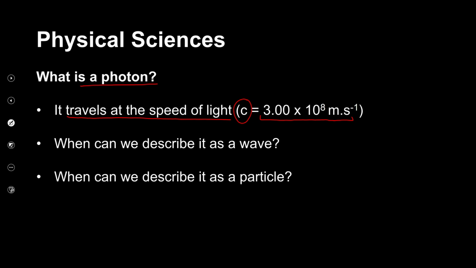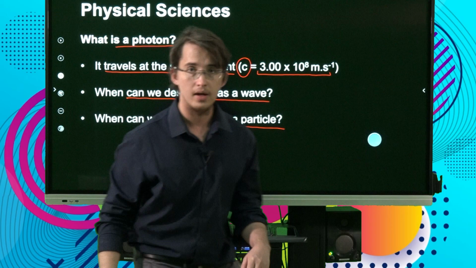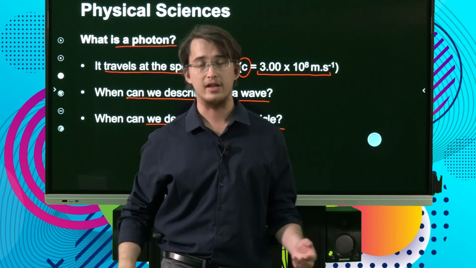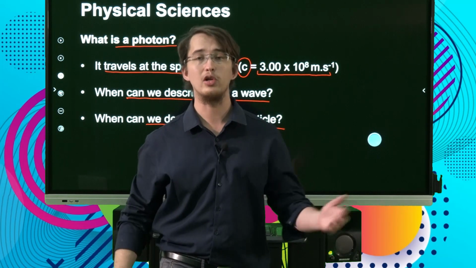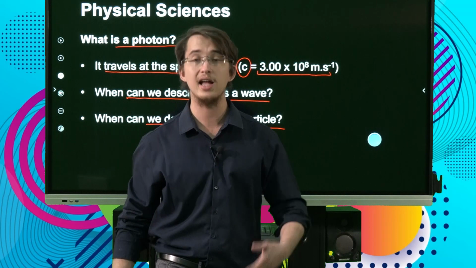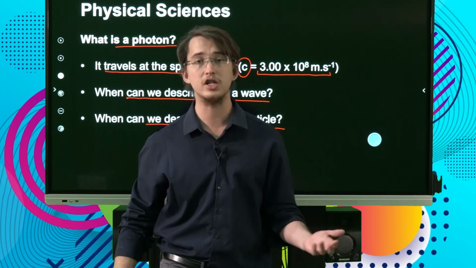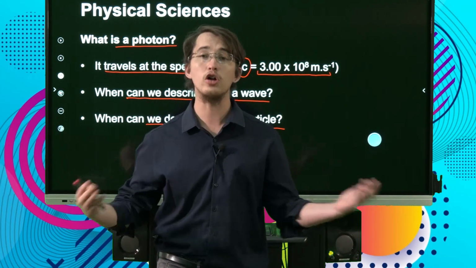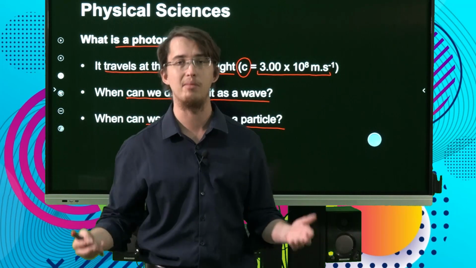So now we are posed with the question, when can we describe the behavior of a photon as a wave, and when can we describe it as a particle? Now, to further unpack this, we need to really have a look at the properties of waves that we've already examined and the properties of particles we've already examined in the context of what we now know about photons.